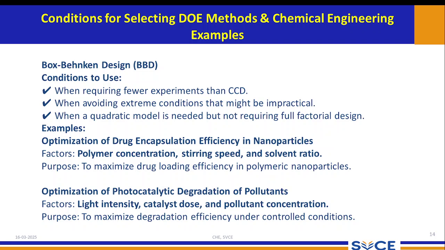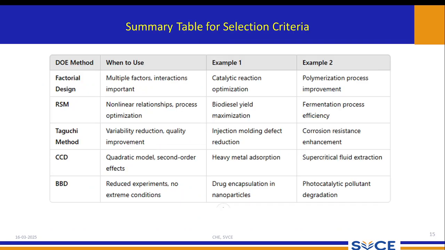When a quadratic model is needed but not requiring a full factorial design, when avoiding extreme conditions that might be impractical, and when requiring fewer experiments, we can go for Box-Behnken. And the second example they have clearly stated here: light intensity, catalyst dose and pollutant concentration are the independent variables. Photocatalytic degradation is the response. In that case we can go for Box-Behnken.